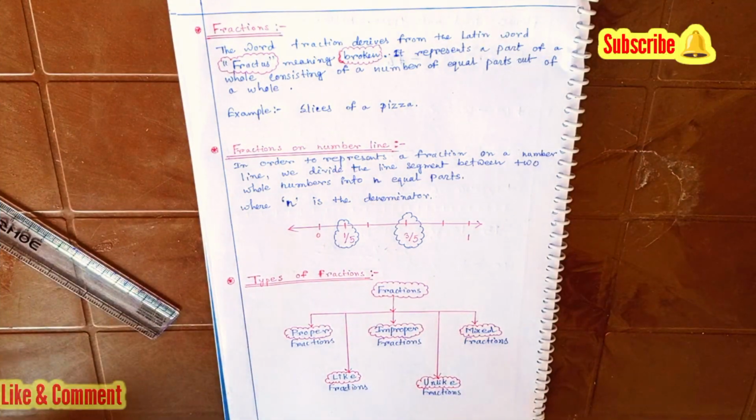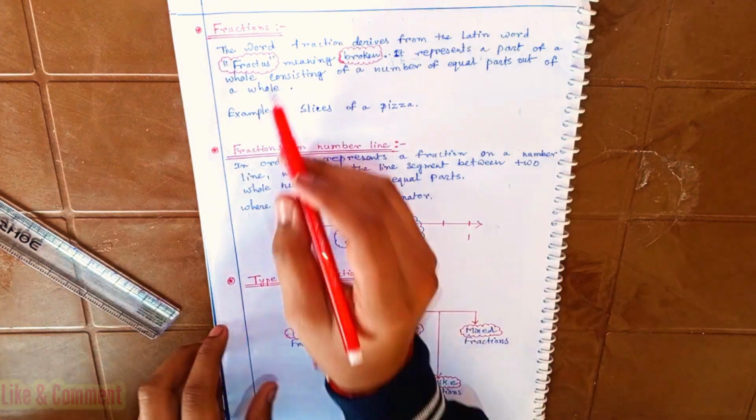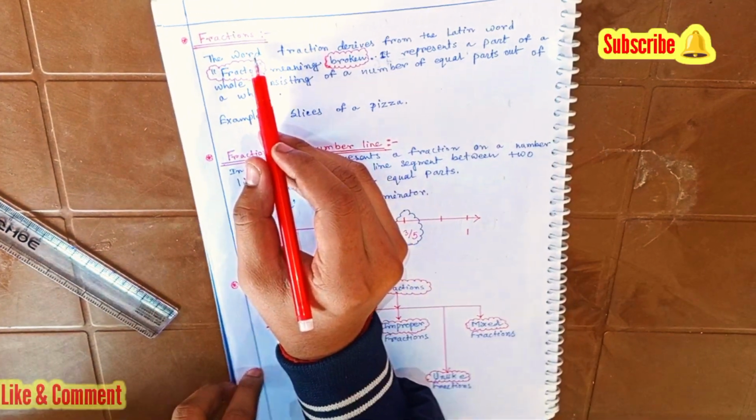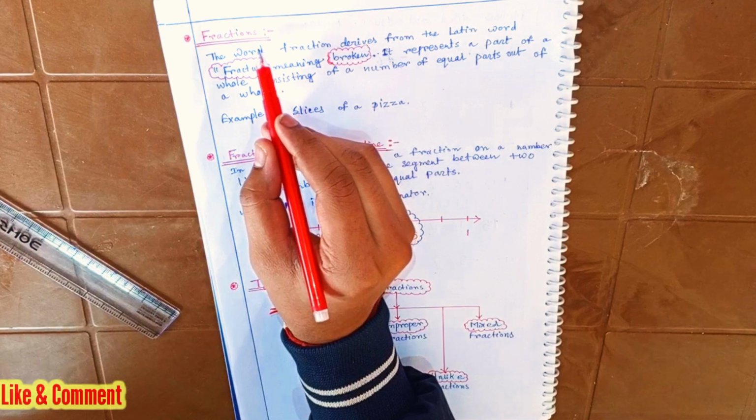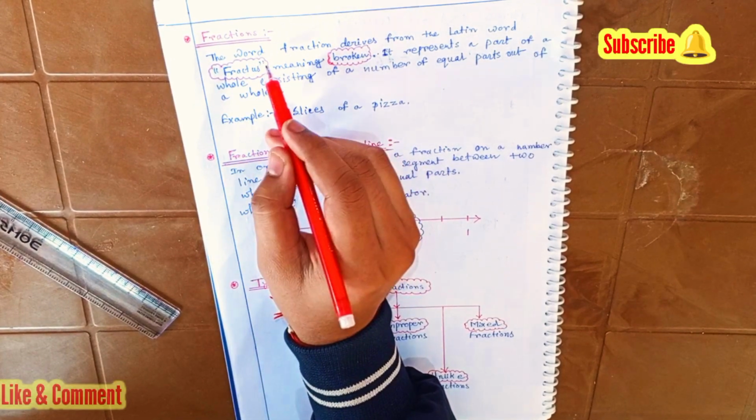Students, today we will discuss part 4 of the number system. So fraction and decimal, the part we will discuss today.